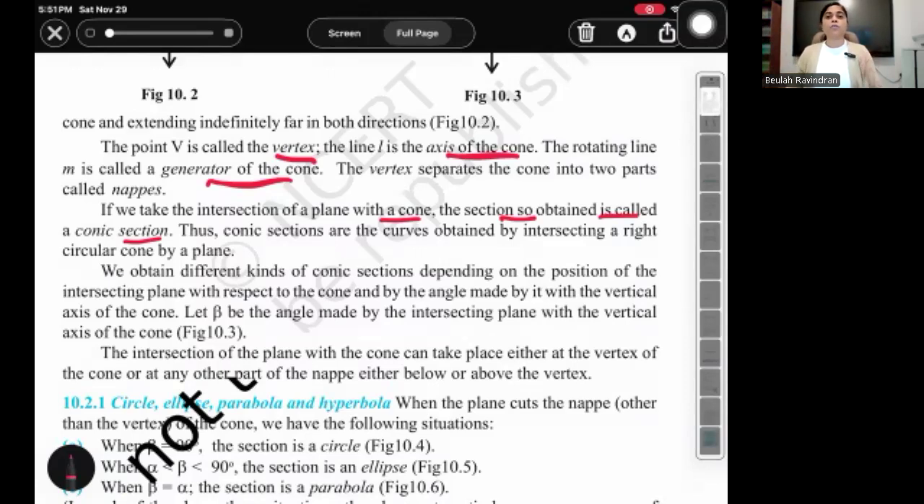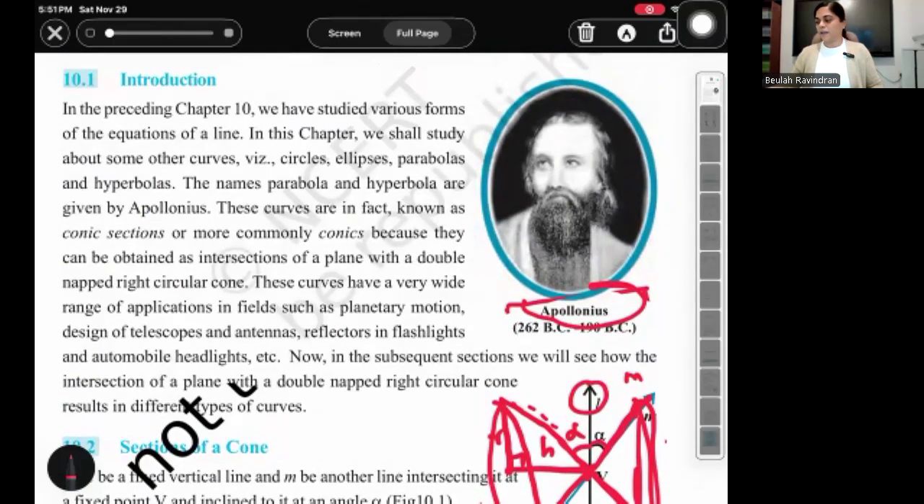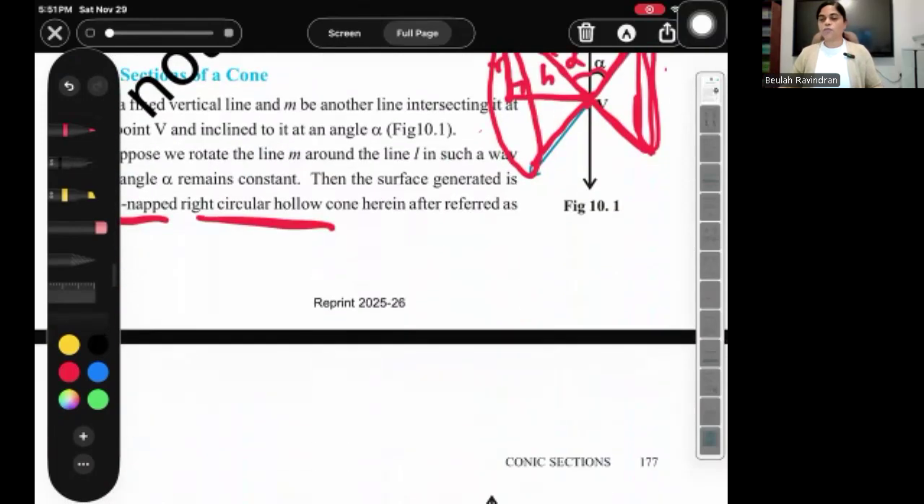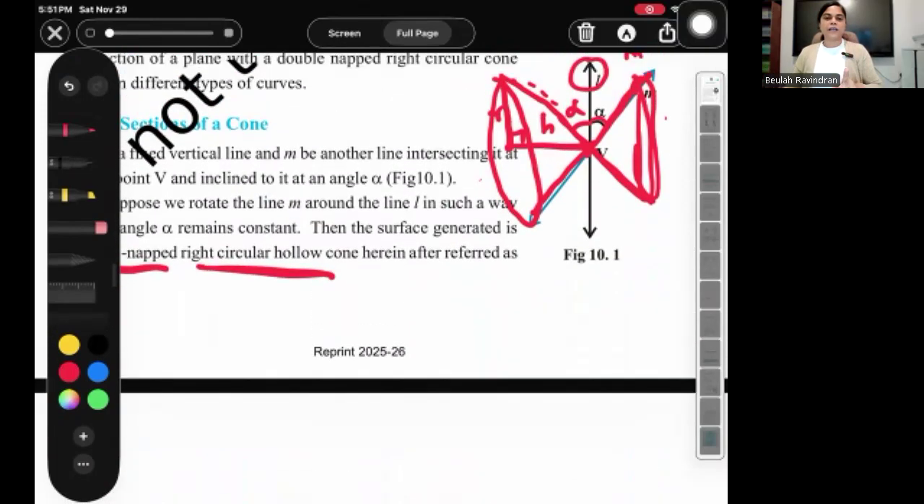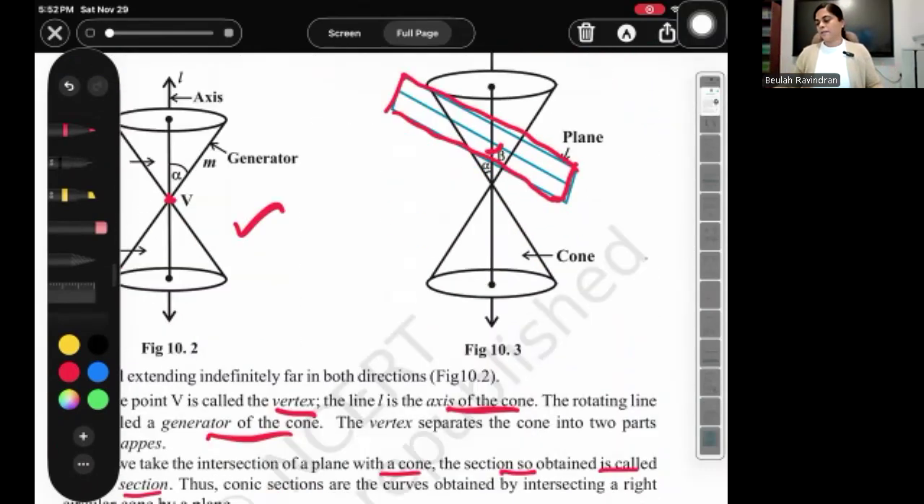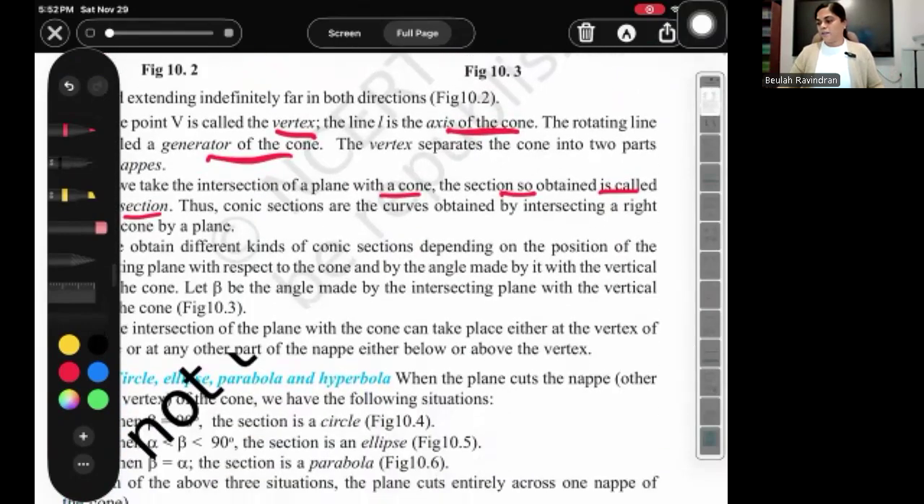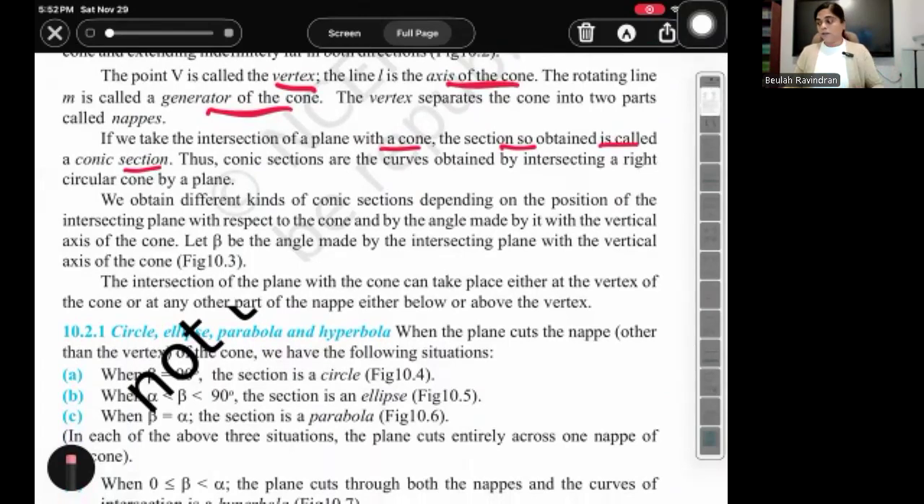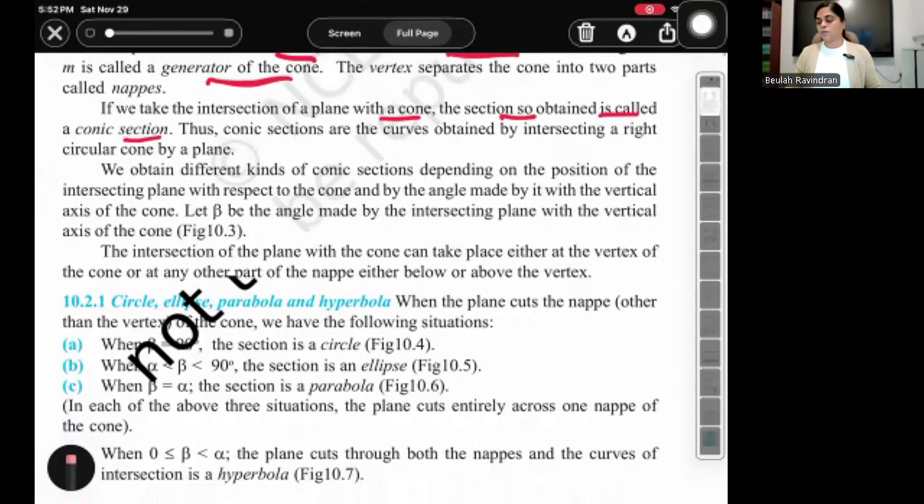Keep this in your mind, how the conic sections are made. You must remember this Apollonius, he was a very important person for this. So with two lines, one fixed line and one rotating line, the fixed line is known as the axis, the rotating line is known as the generator. It generates a cone. Got it? So this is the basic. Then it is called a conic section. The conic sections are the curves obtained by intersecting a right circular cone by a plane.